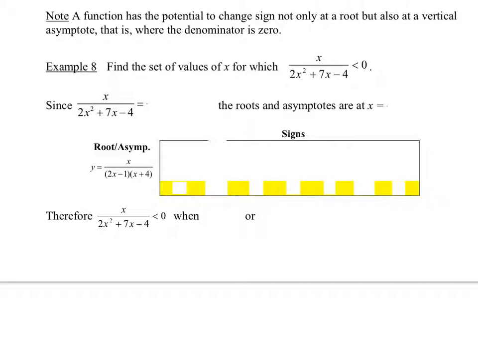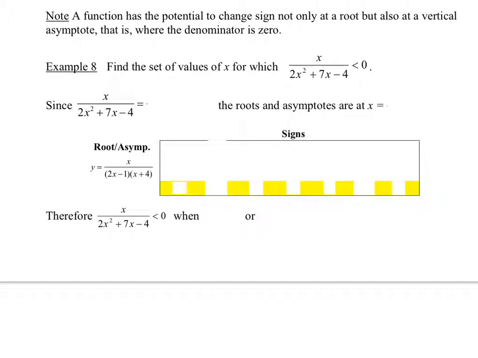So we need to have it less than 0 first or more than 0, and then look at when the top is 0 and look at when the bottom is 0. Because this whole expression here can potentially change from being positive to negative when the bottom is equal to 0 or when the top is equal to 0.